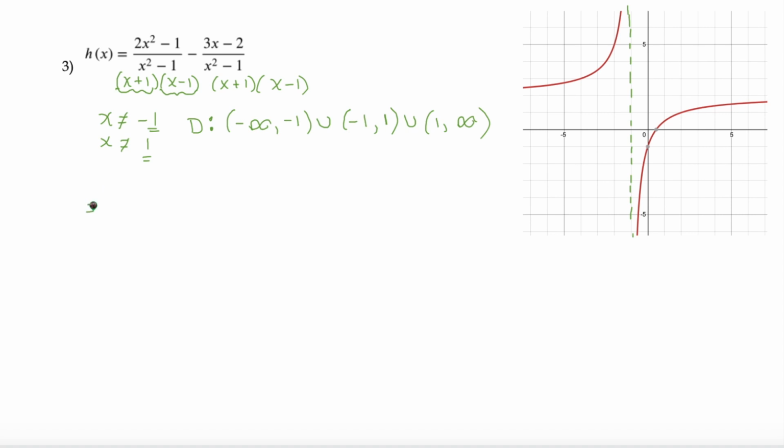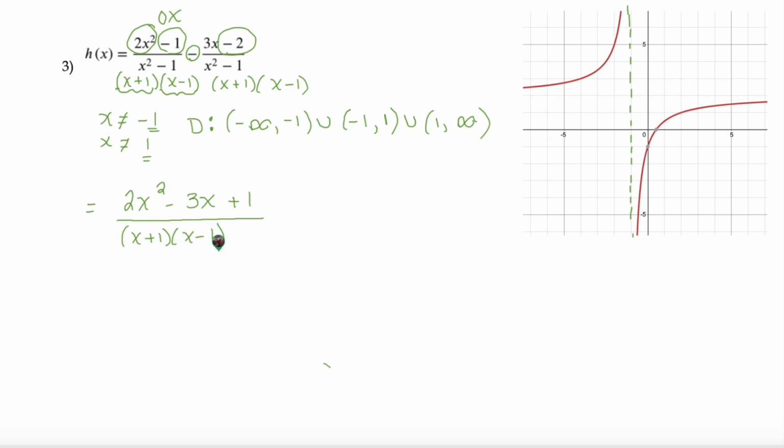I have 2x squared. I have 0x squared that I'm subtracting, so I'll still have 2x squared. I'm going to do my x values first. So notice on the left I have 0 x's. So if I have 0 x's and I subtract 3x, I'm going to have negative 3x. And negative 1 minus negative 2 turns into a positive 1, over x plus 1, x minus 1.